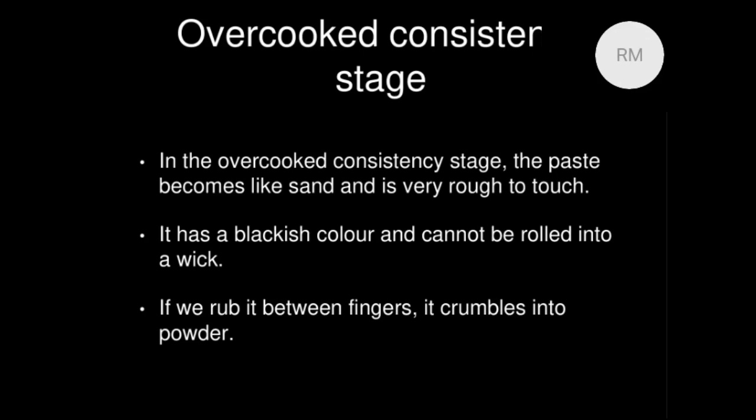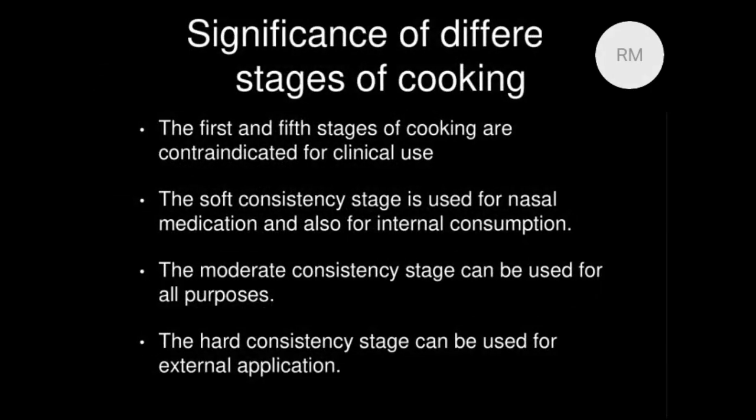These are the 5 stages of cooking, and when we take the oil, we'll understand the significance of these different stages of cooking. The first and 5th stages of cooking are contraindicated for clinical use. The soft consistency stage is used for nasal medication or for internal consumption. If you want to administer a medicated oil internally, or in other words, you want somebody to drink medicated oil, then you have to give it in the 3rd stage, or the soft consistency stage.